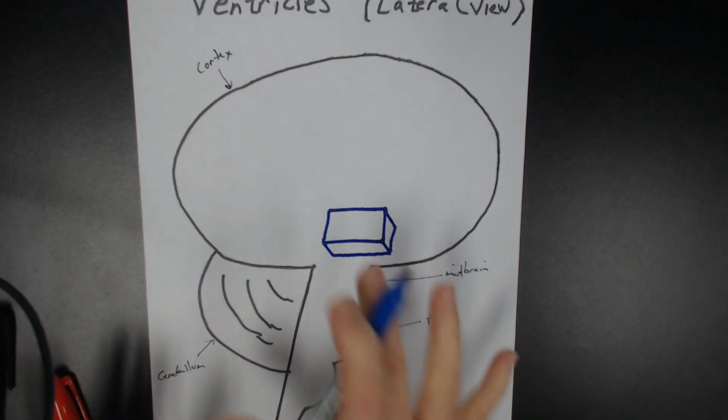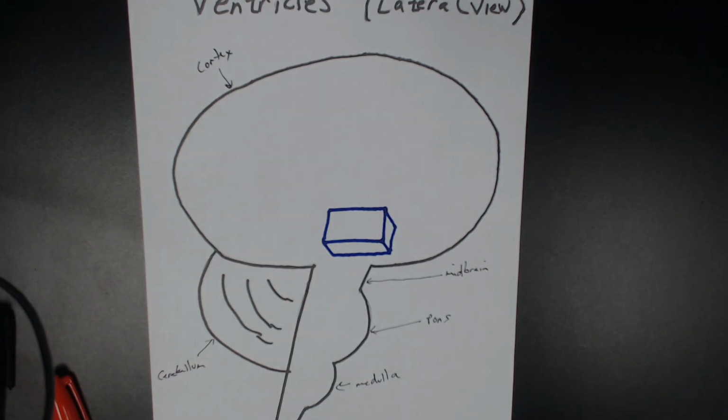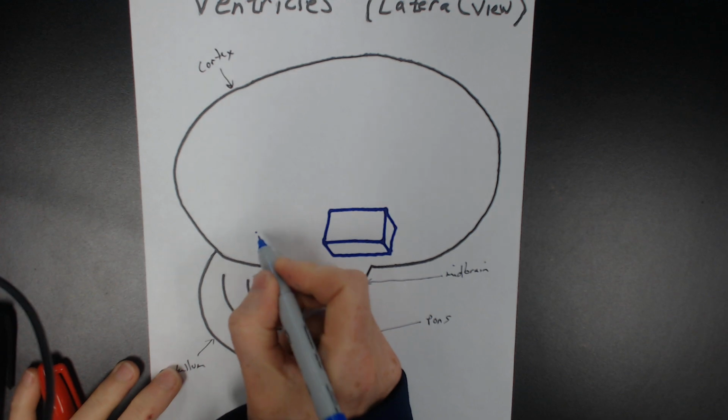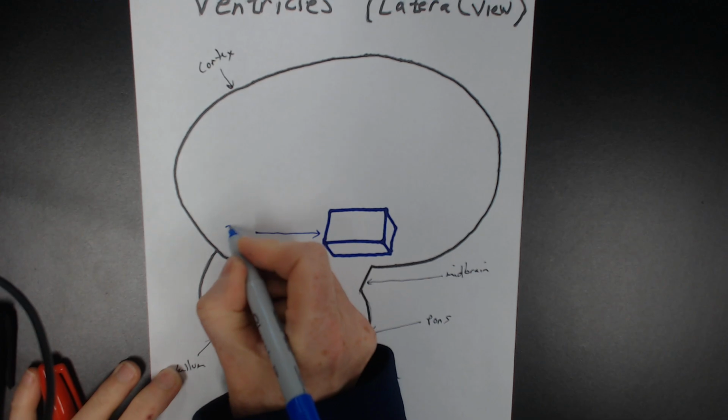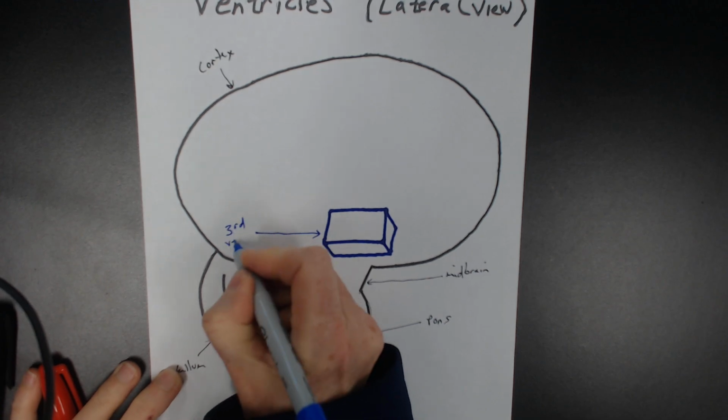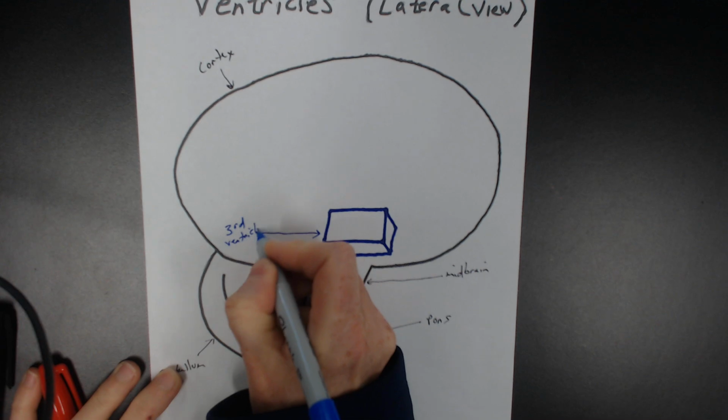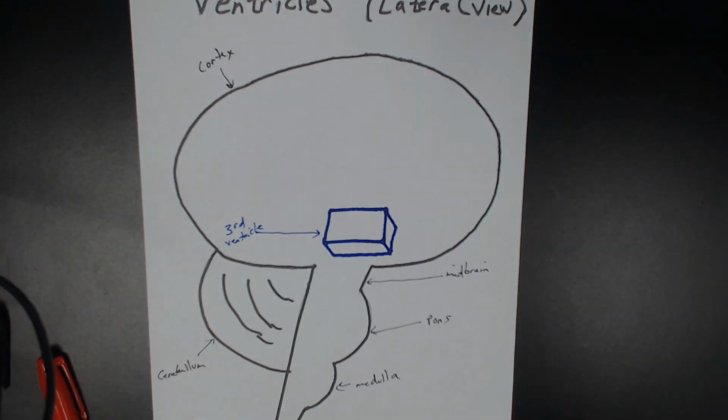Okay, so realize this is just half. I'm only looking at the left hemisphere right now, so the right hemisphere has been removed. And this blue thing that I just drew, we're going to label as the third ventricle. I'm representing the third ventricle there as just a box.